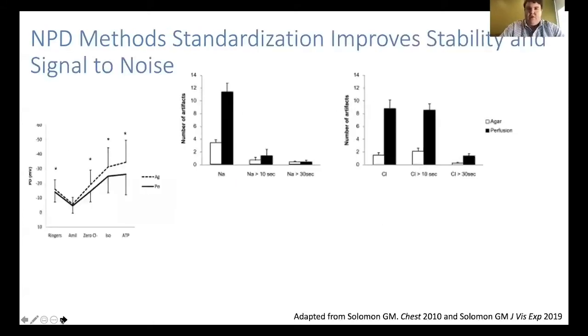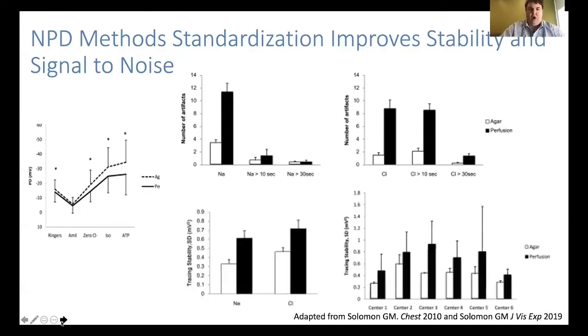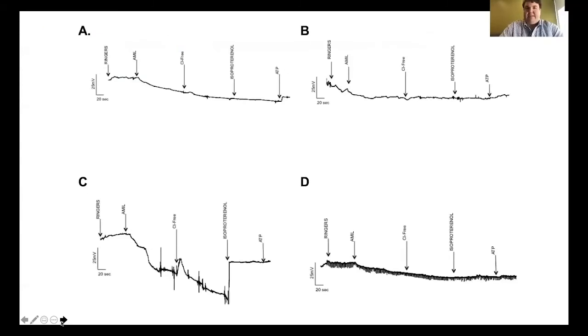These NPD methods, most notably electronic data acquisition and improved stability with a non-perfusion catheter system, have improved stability and reduced signal to noise and the number of artifacts, which have overall improved the ability to detect.